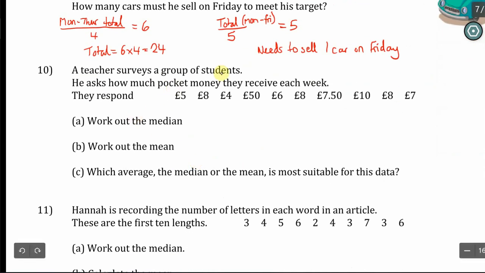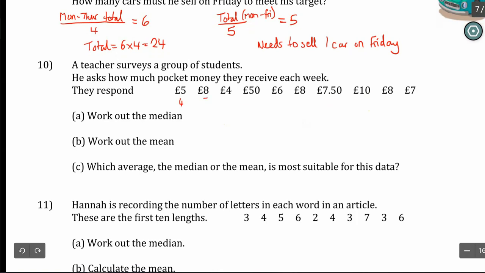Number 10, a teacher surveys a group of students. He asks how much pocket money they receive each week. The median, okay. Are these in order? No. Okay, so let's put them in order first. 4, 5. Cross out the ones we've done already, and then we won't have to look at them again. 6, 7. And if you write them underneath other numbers, then you'll know when you've got enough numbers. 8, 8, 8. Oh, I've missed one out here. Let's go back.